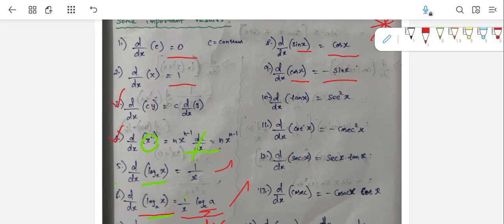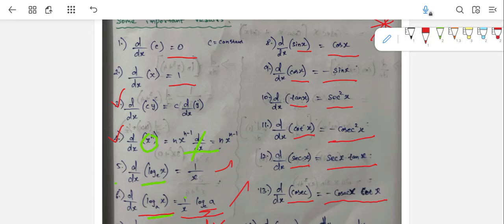So study well these 13, 14 results. Important standard results or formulas, whatever you call it. Next, when you differentiate tan x, it will be secant square x. But when you differentiate cot x with respect to x, it is minus cosecant square x. Similarly, when you differentiate secant x, you will get secant x into tan x. But when you differentiate cosecant x, you will get minus cosecant x into cot x.